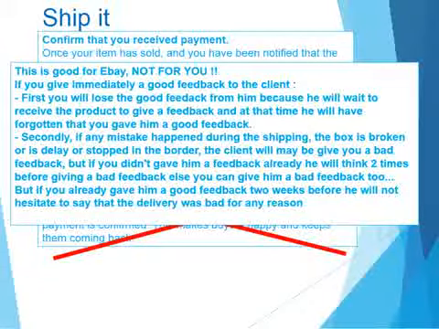So never give a feedback immediately. Don't do what eBay is telling you to do. eBay says you have to leave a good feedback immediately so they will be happy. No. Otherwise they may hit you back afterwards.